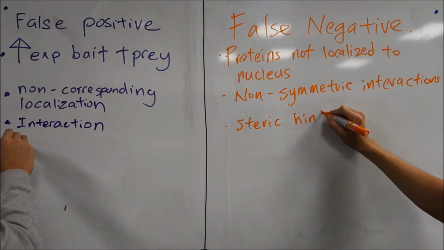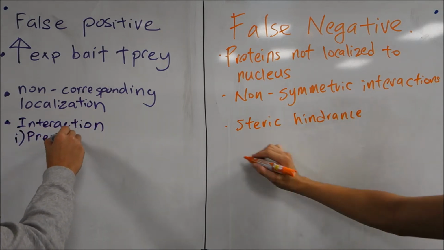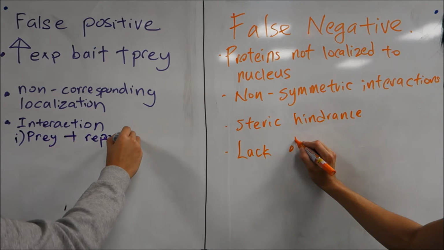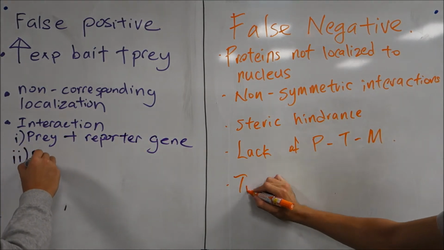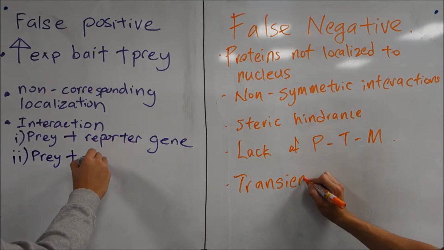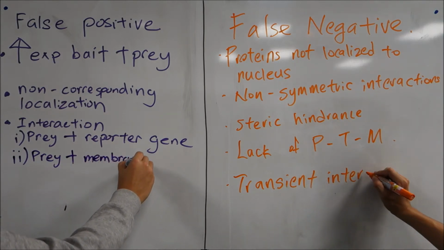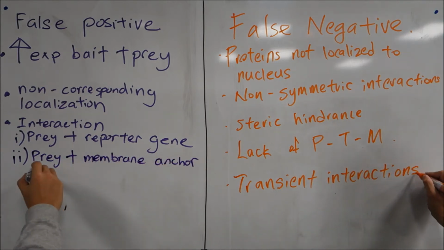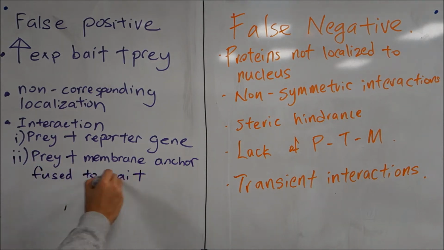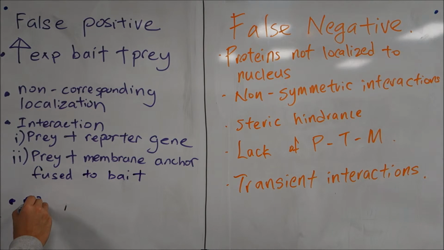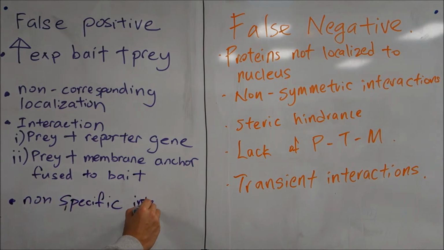Another source of false positive is the interaction between the prey protein and the reporter protein, or with the membrane anchors fused to the bait. Finally, proteins that are not correctly folded can also show some non-specific interaction. The site of expression of yeast-2 hybrid vectors takes place in the nucleus. If the test proteins are not localized in the nucleus, two interacting proteins may be found to be non-interacting.